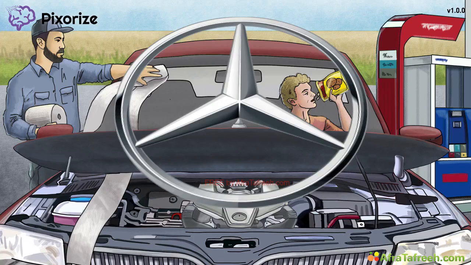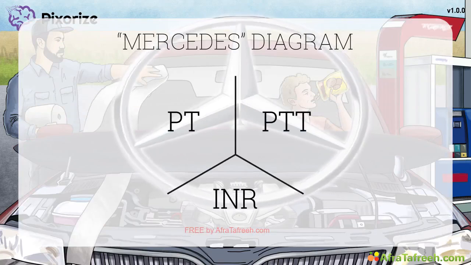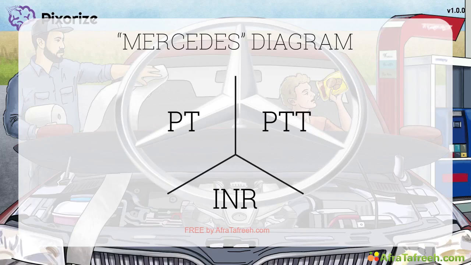Let's sum up. The Mercedes diagram is used by medical professionals as a method to organize different values to give an overall picture of a patient's coagulability status. It is divided into 3 sections, one for prothrombin time, or PT, one for partial thromboplastin time, or PTT, and one for the International Normalized Ratio, or INR.